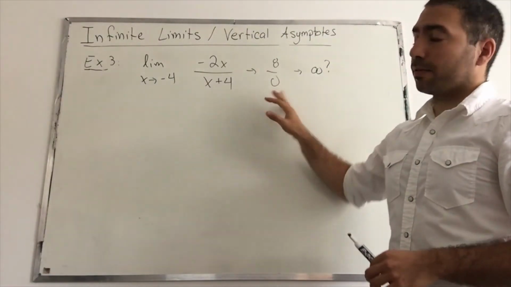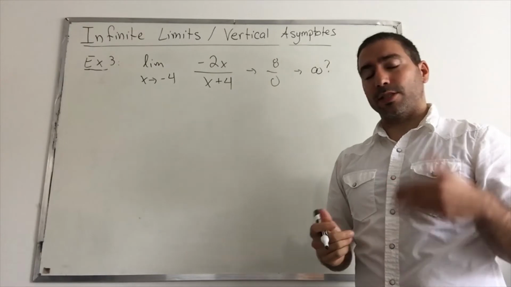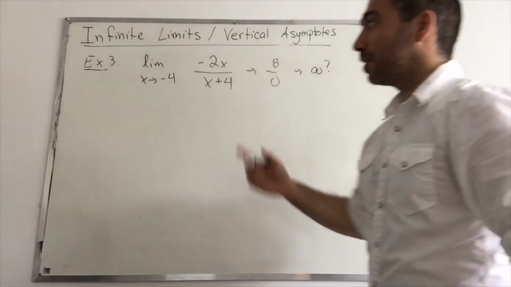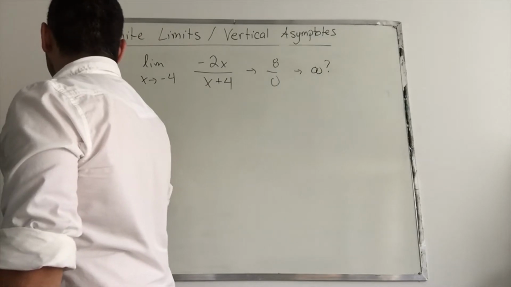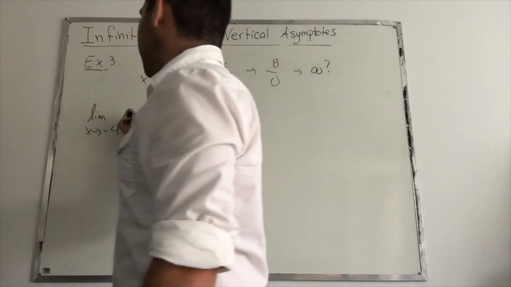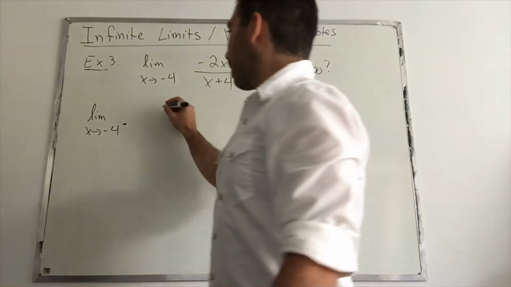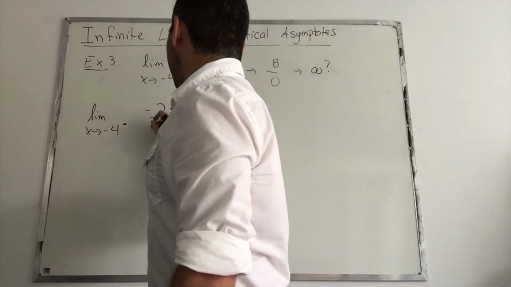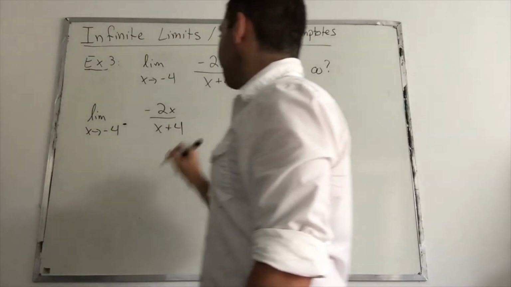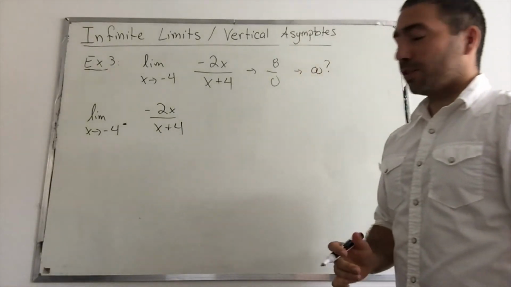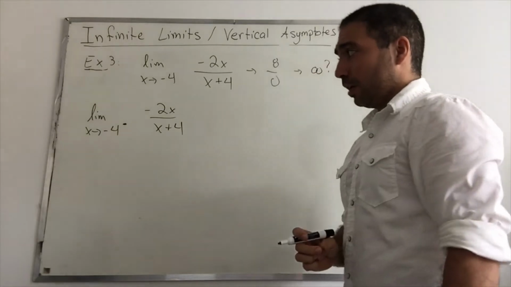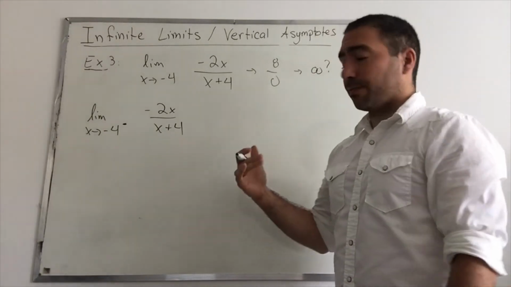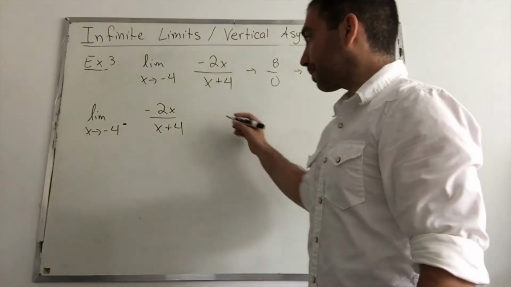Remember, this is not good enough. What you have to do in order to ensure that a limit exists is check the left-sided limit and the right-sided limit. So here what you should be doing is taking the limit as x approaches -4 from the left side of -2x over x plus 4. So to the left of -4, you're going slightly smaller than -4. So you're thinking of, let's say, -4.0001.